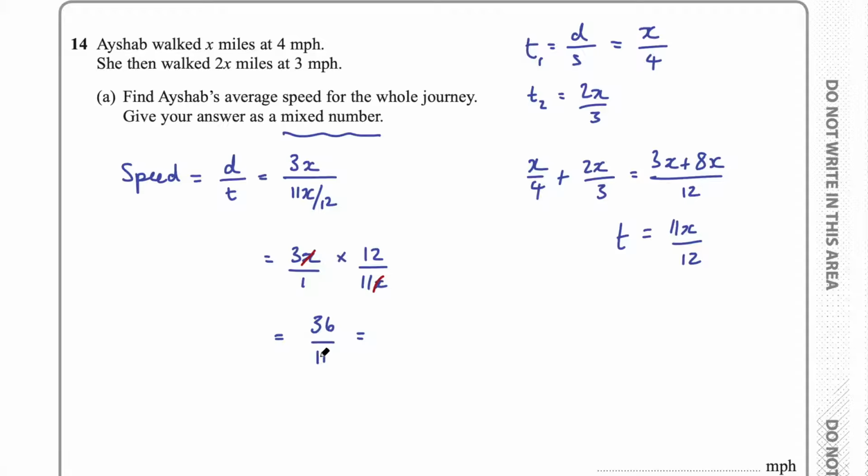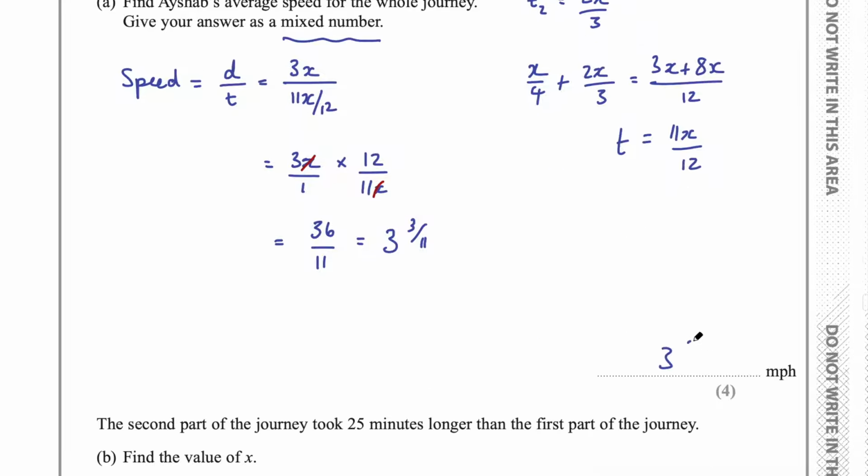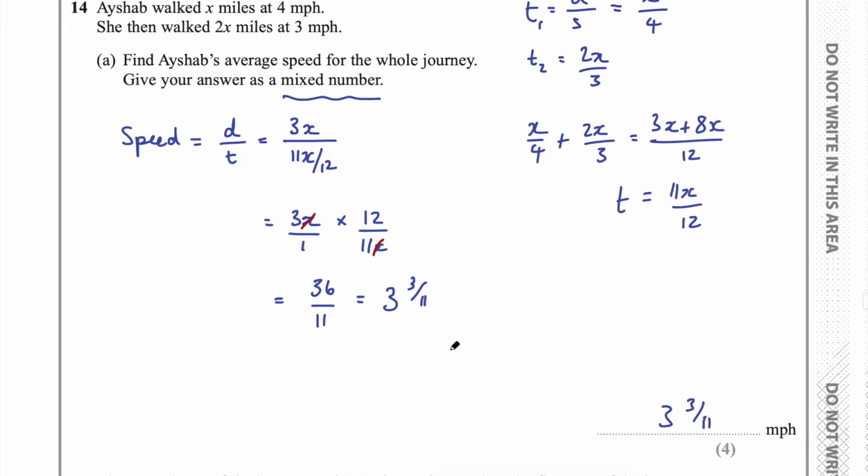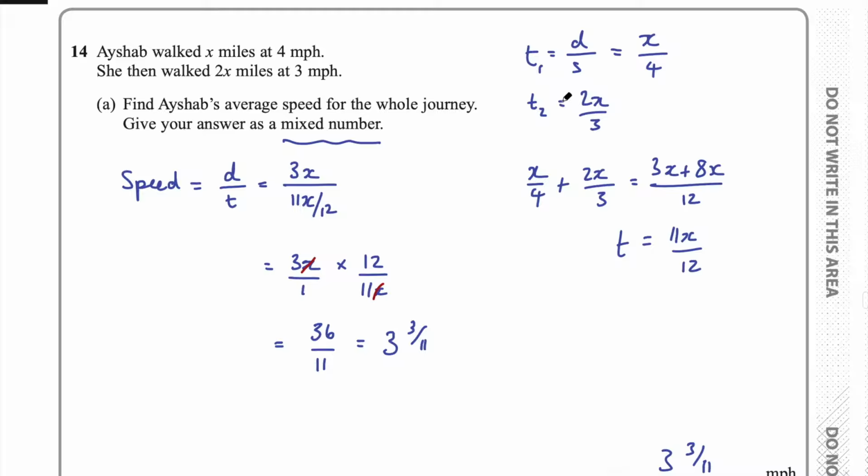And then it says to write as a mixed number, so we can't leave it as an improper fraction. How many times does 11 go into 36? Well, 11 times 3 is 33, so this will be 3 and then 3/11ths left over. So my final answer there is going to be 3 and 3/11ths miles per hour for 4 marks. The trickiest part there, I guess, is finding the time to work out that speed. As long as you understand that part, then you should be fine with that question.